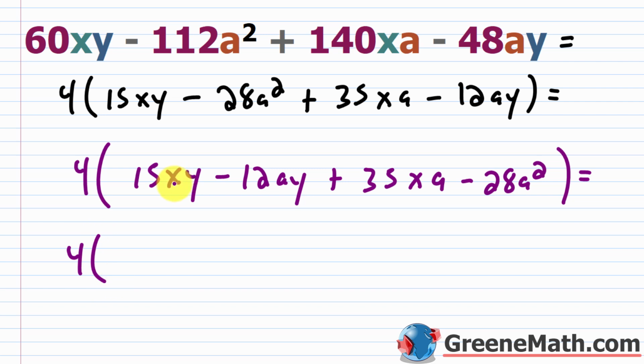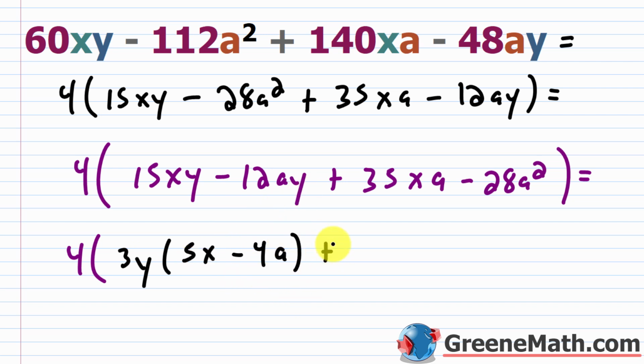From the first group, I can see that I can pull out a 3y. So let's pull that out. If I pulled out a 3y, what's left? 15 divided by 3 is 5. Then y over y is 1, so I'm just left with the x. Then minus 12 divided by 3 is 4. And then you'd have the a, and y divided by y is 1.